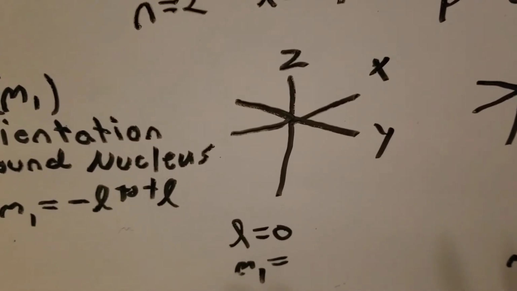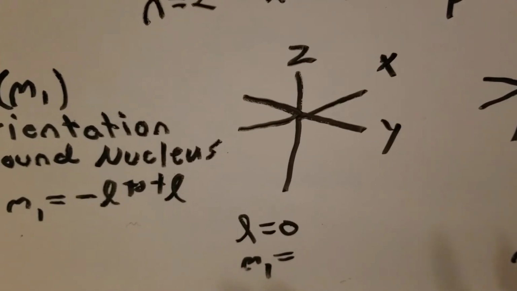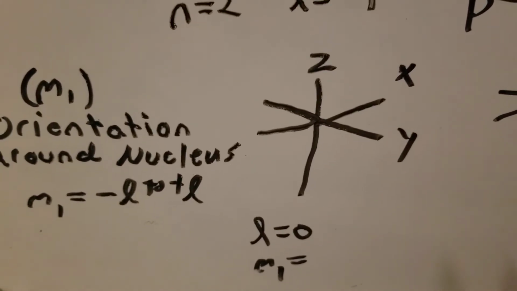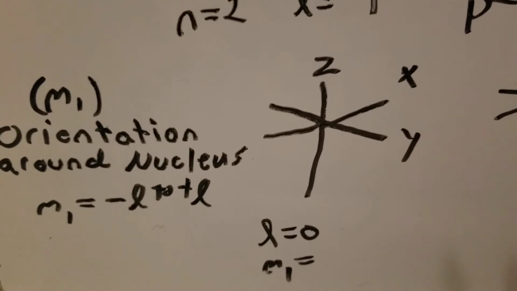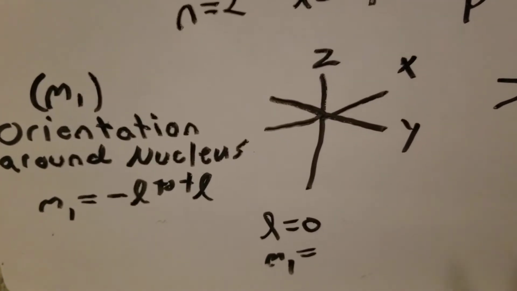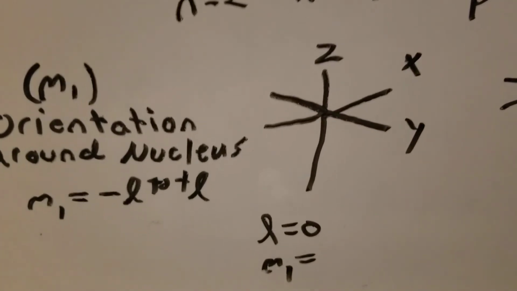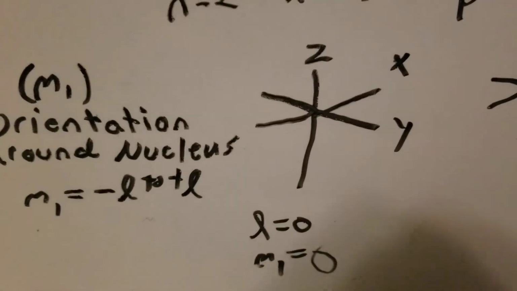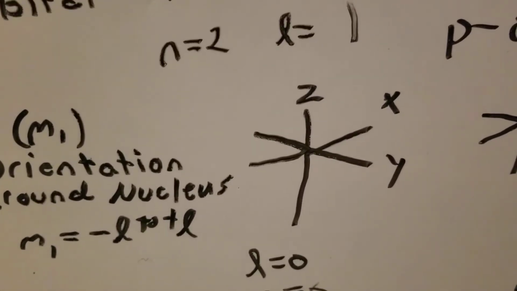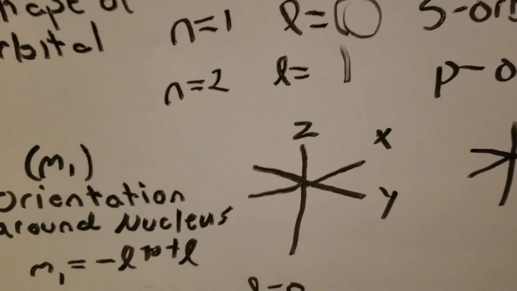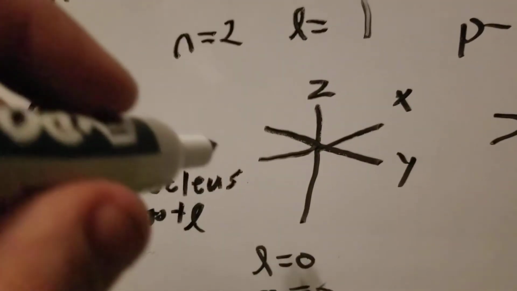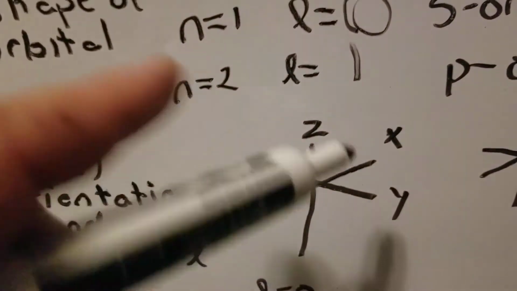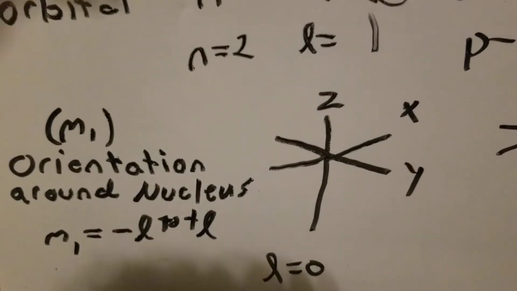Now, we said that m sub L represents negative L to positive L. So this means that m sub L will also be 0. Because our s orbital is spherical, if you think three-dimensionally of our nucleus on a three-dimensional plane, an x, y, and z axis, our orientation can only be one way.